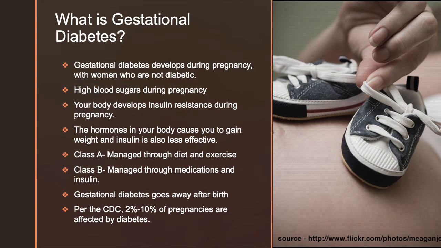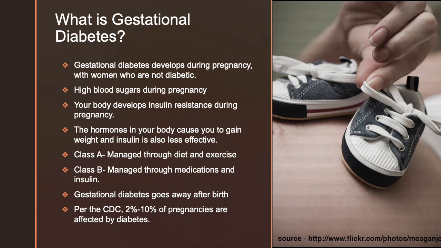What is gestational diabetes? Gestational diabetes develops during pregnancy with women who were not previously diabetic. Your body begins to develop an insulin resistance during pregnancy, which causes high blood sugars throughout the pregnancy. Due to hormones that are produced with the placenta, the glucose tends to build up in the blood, and the pancreas cannot keep up. The hormones in your body will also cause you to gain weight, and again, the insulin will not be as effective.